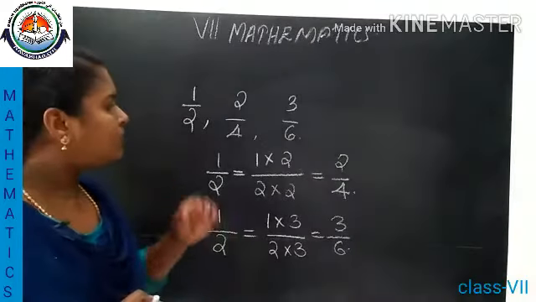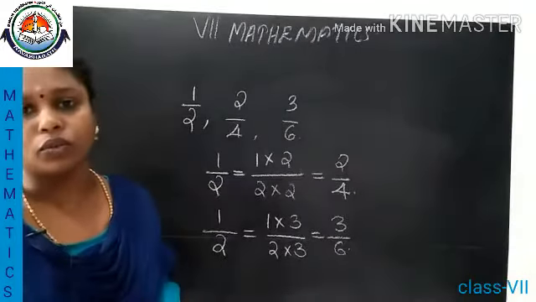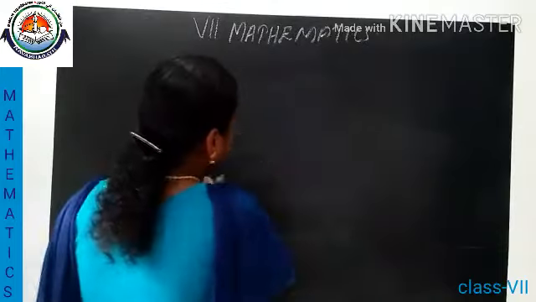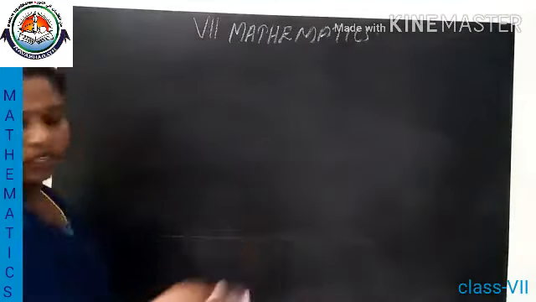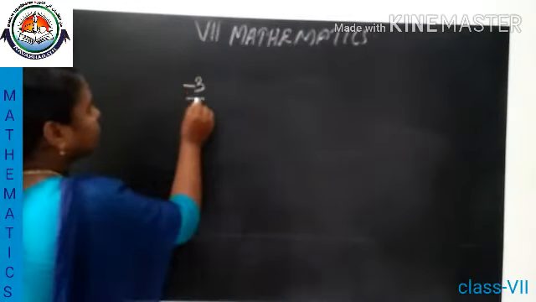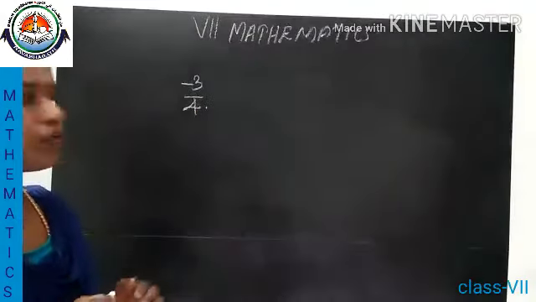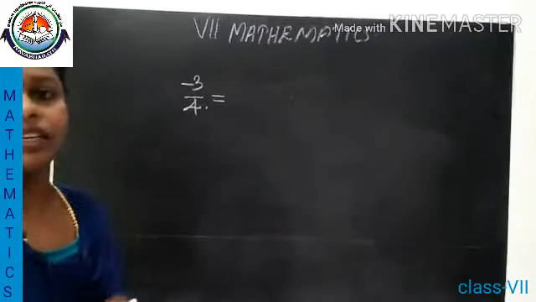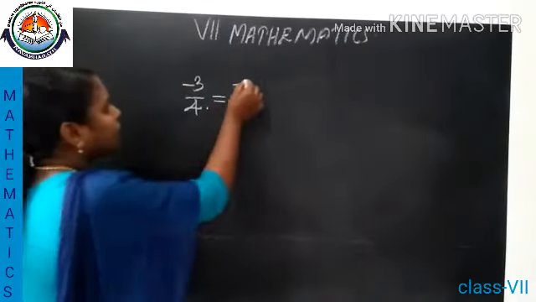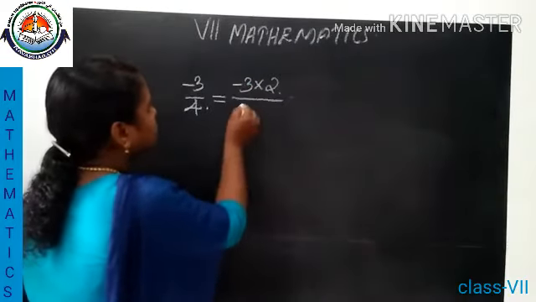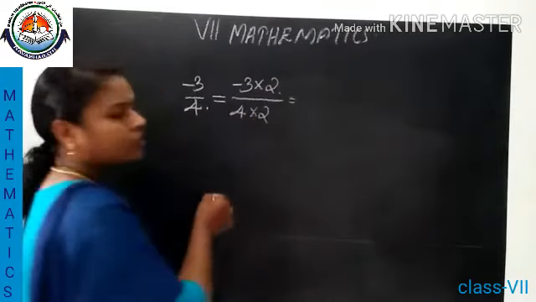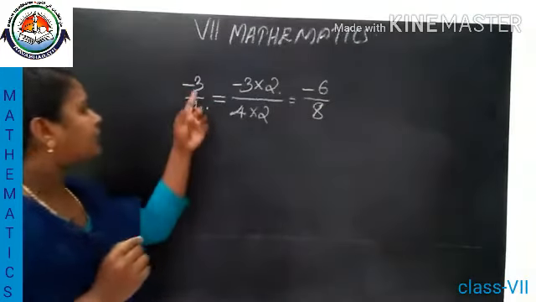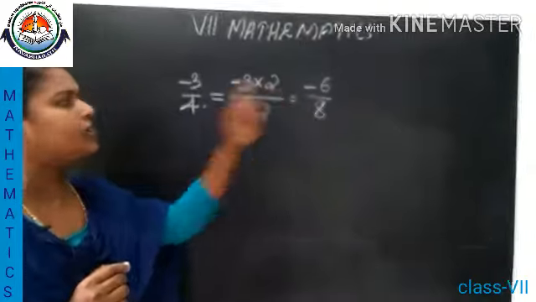Okay, we can apply the same thing for rational numbers also. Suppose we take any rational number. Here I am taking negative 3 by 4. Negative 3 by 4 is a rational number, and I am multiplying the numerator and denominator by the same number. Here I am multiplying by 2, so it is negative 6 by 8. We can say that negative 3 by 4 is equal to negative 6 by 8.